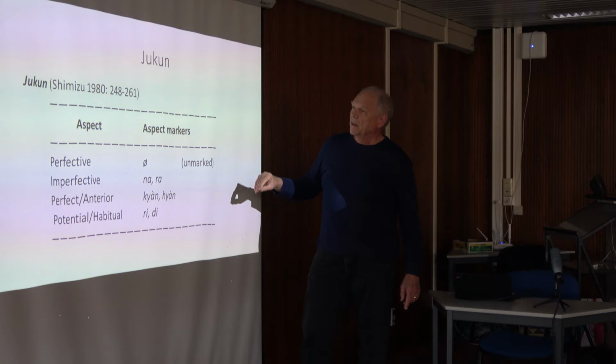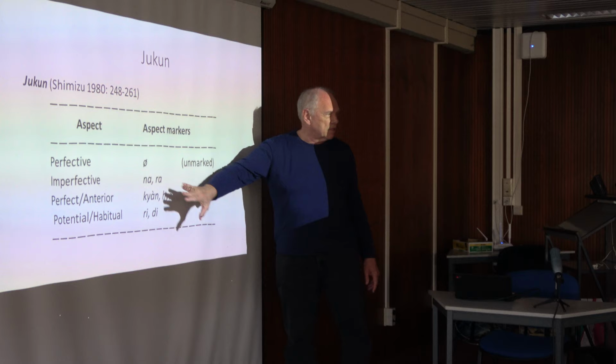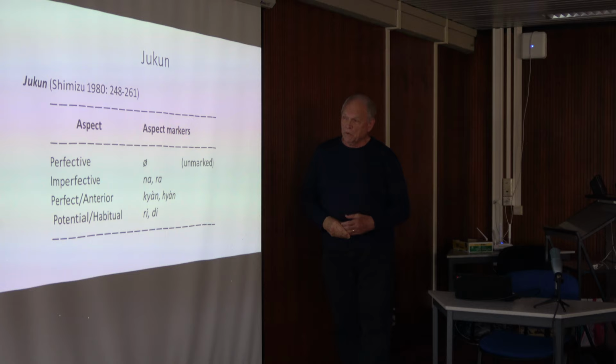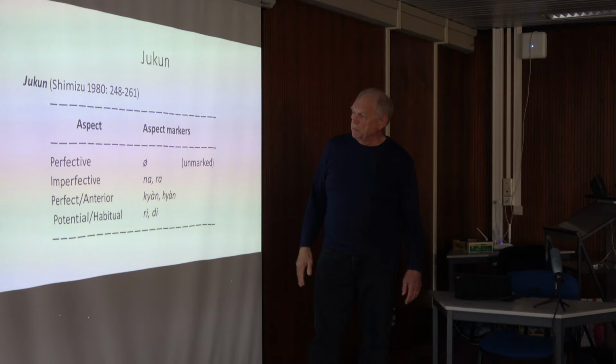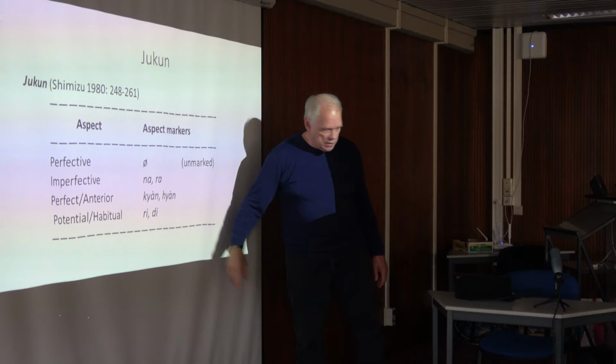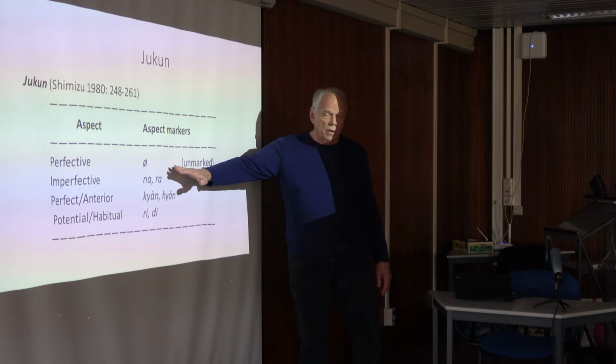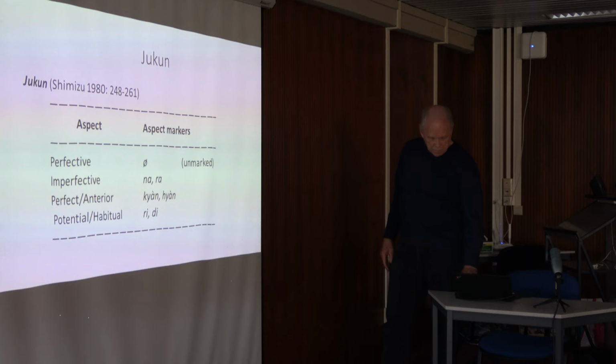Okay. Thank you, Roger. So Jukun, Shimizu basically paints it as a perfective aspect prominent system. He's straightforward, he understands it. And we have a perfective with zero marking on it. It's the minimally marked. Then you have the imperfective, the perfect anterior, and the potential habitual. And what you're going to see is that the unmarked perfective carries through all the way, but each language has radically different morphemes being used for the other aspects.